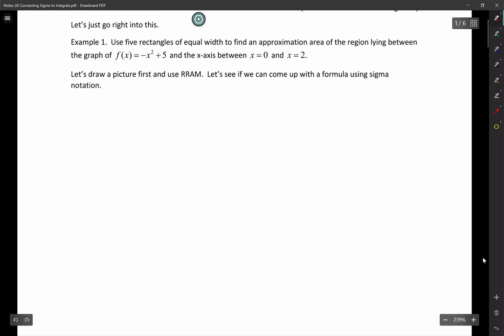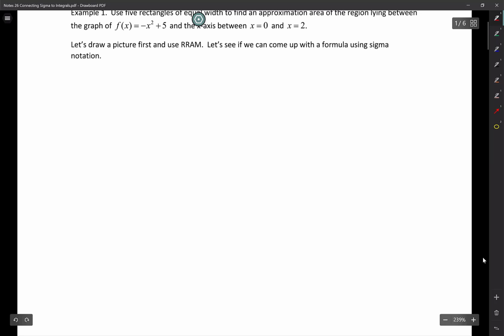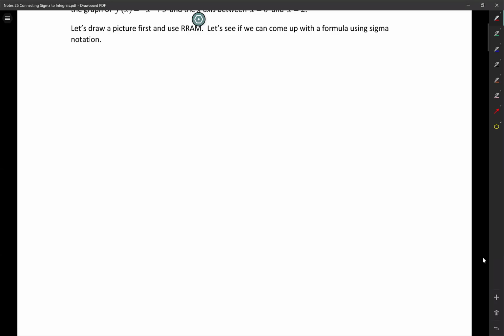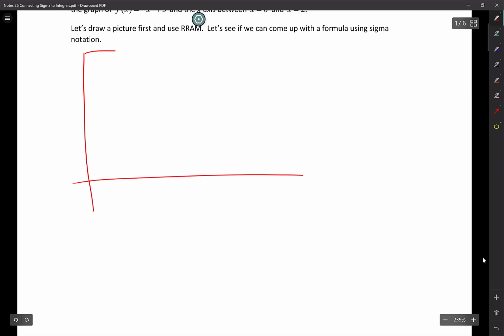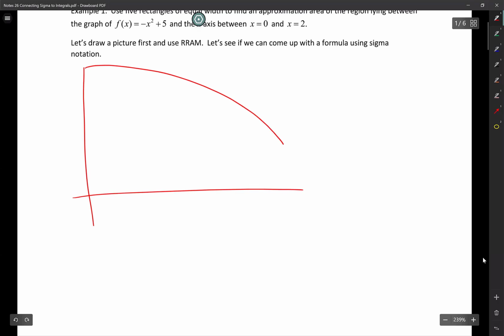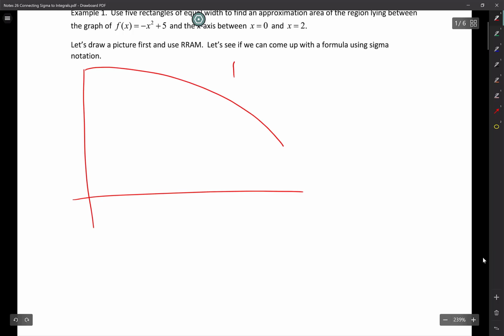It says, example 1, use 5 rectangles of equal width to find an approximation area of the region lying between the graph of negative x squared plus 5 and the x-axis between 0 and 2. So I'm going to sketch it, and I'm going to exaggerate it. There it is. That's the equation, negative x squared plus 5.